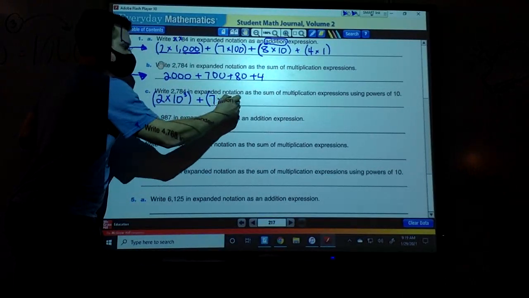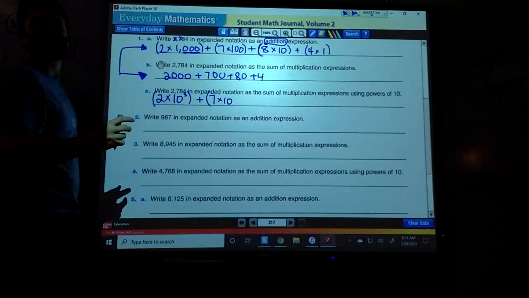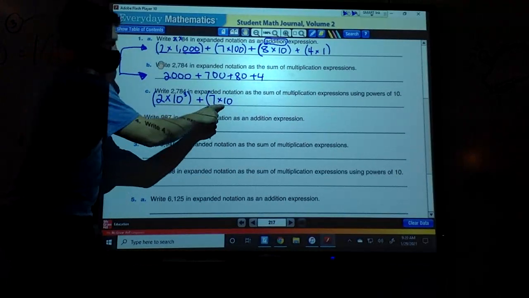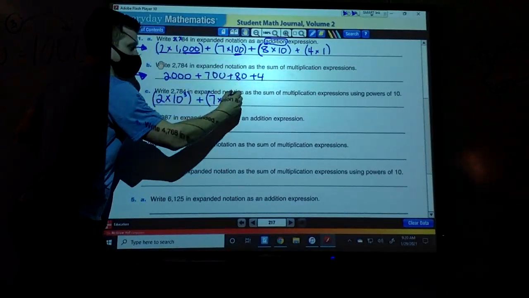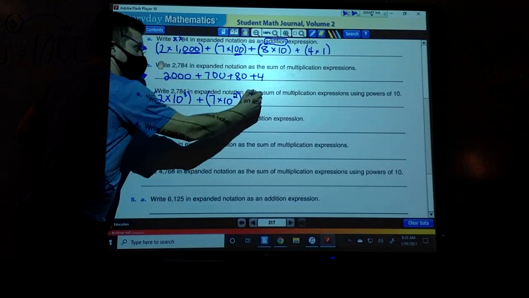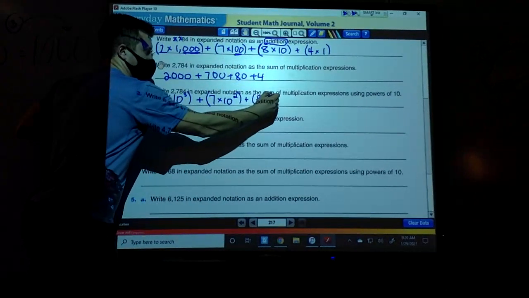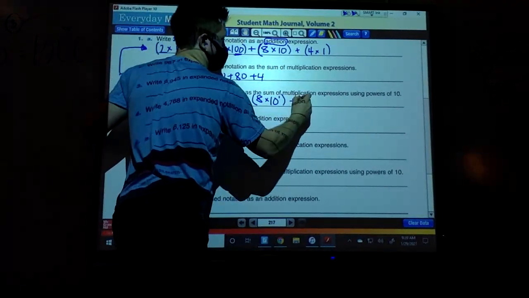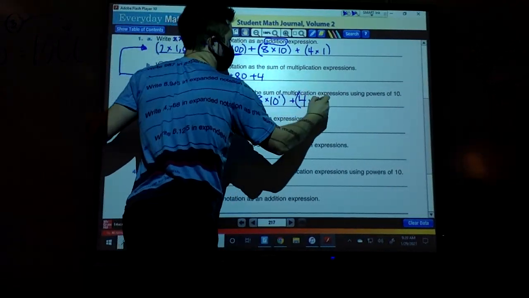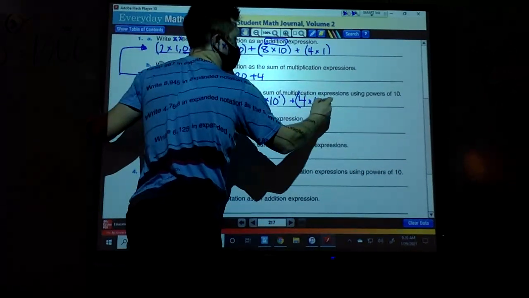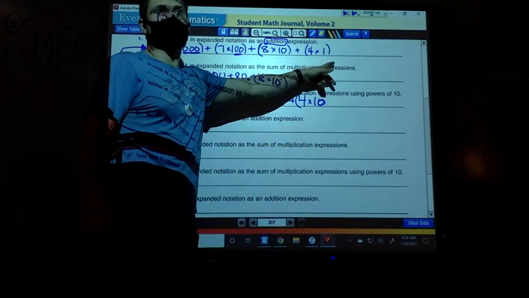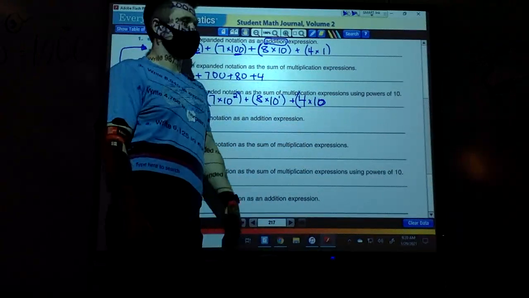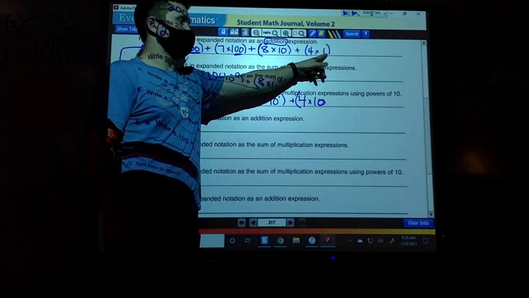So 7 times 100 is 7 times 10 to the 2nd. How many zeros? 2, so the 2nd power. Plus 8 times 10 to the first power. Plus 4 times 10 to the... Don't overthink it. How many zeros do you see behind the 1? 1. So 10 to the 1st power.